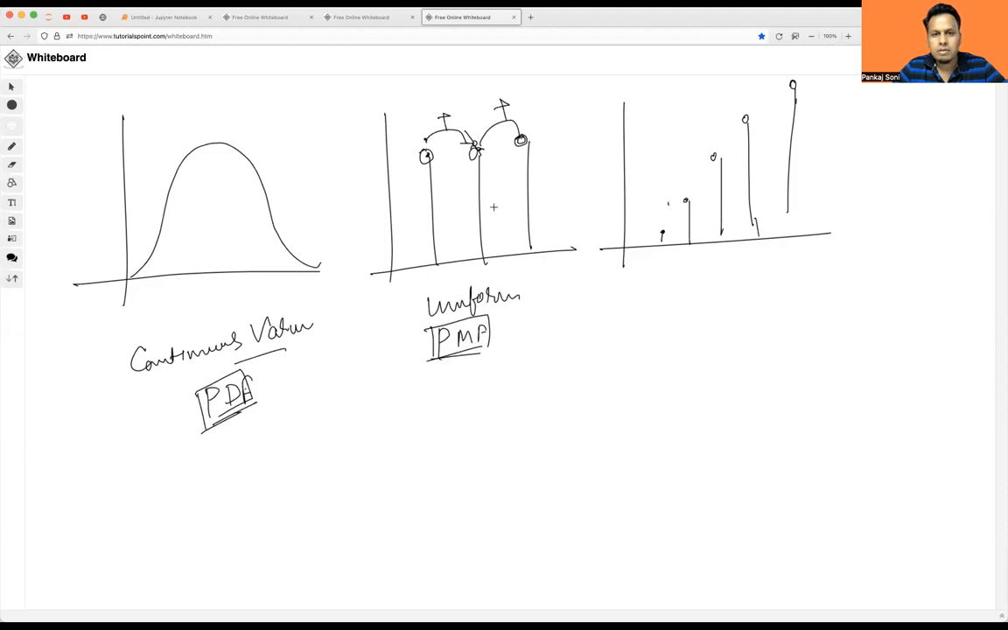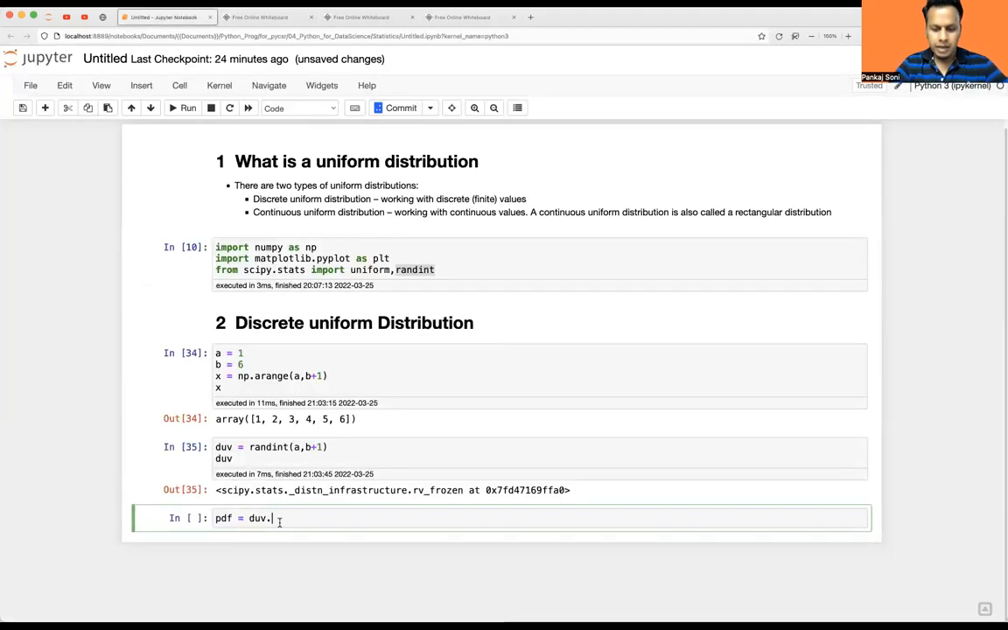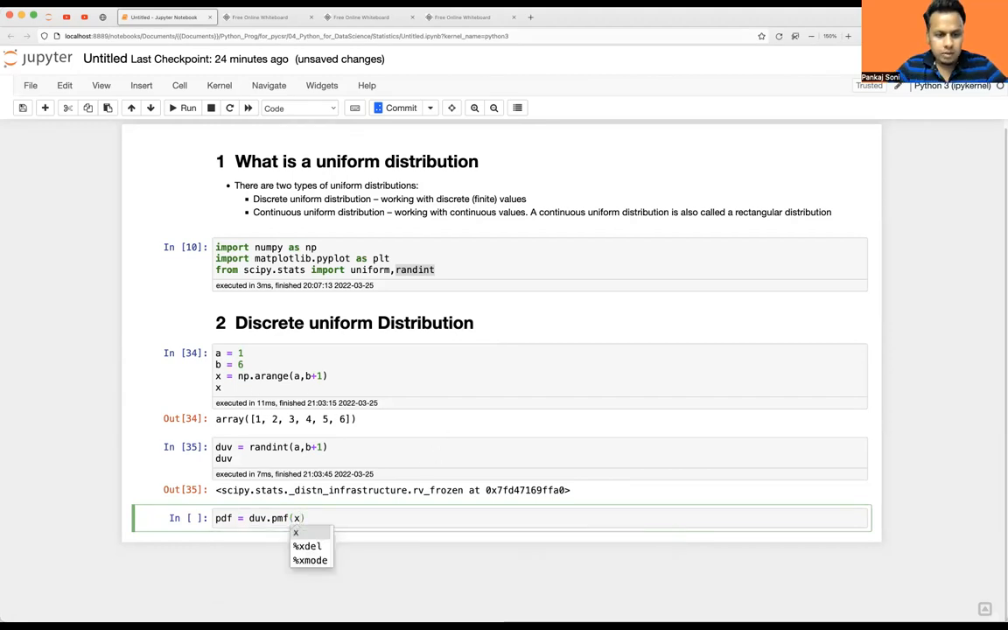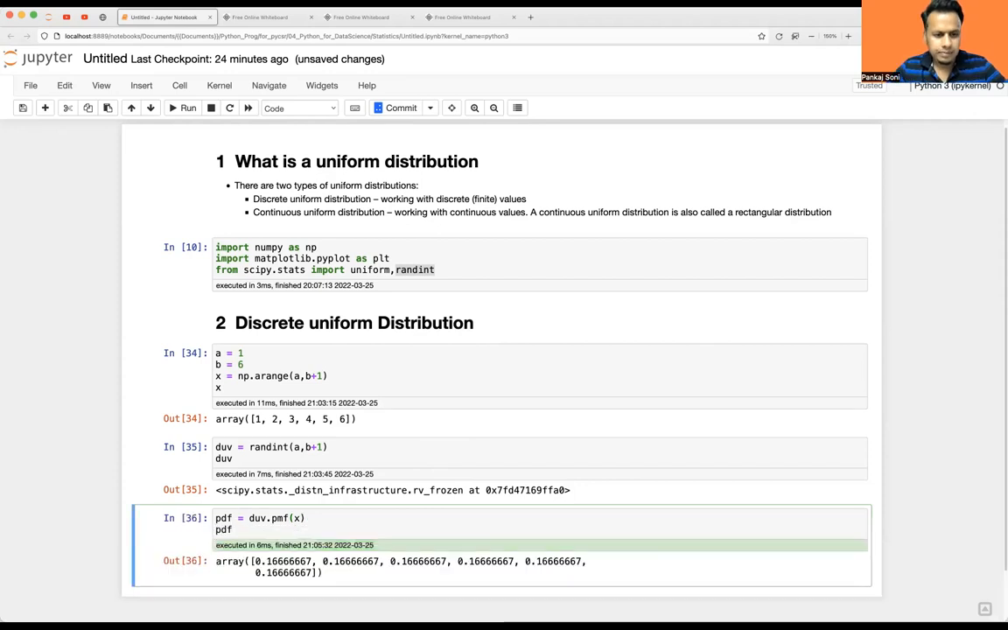Why is it called PMF? Because you will not have continuous values. This is discrete value. For discrete values, the probability density function is called the probability mass function. That's why under random integers you will have the PMF function. We are going to generate from X, that is 1 to 6. Okay, so let's see what it generates.